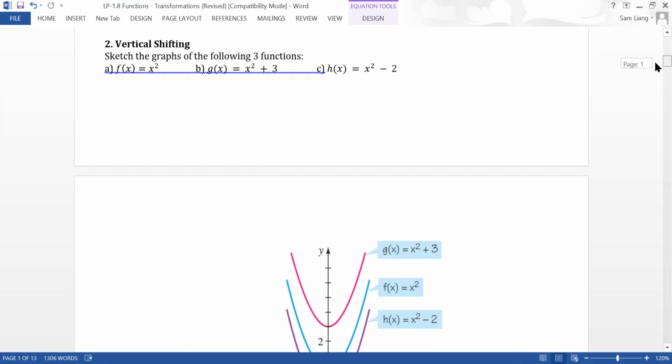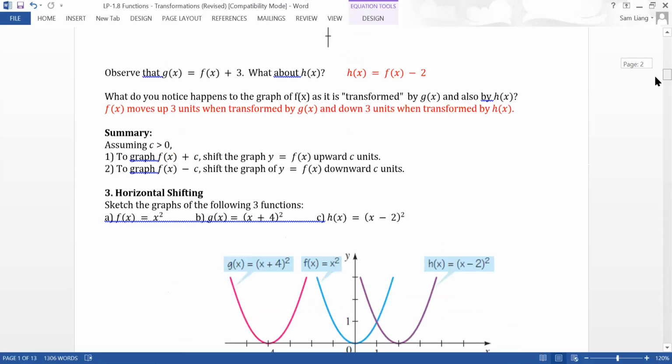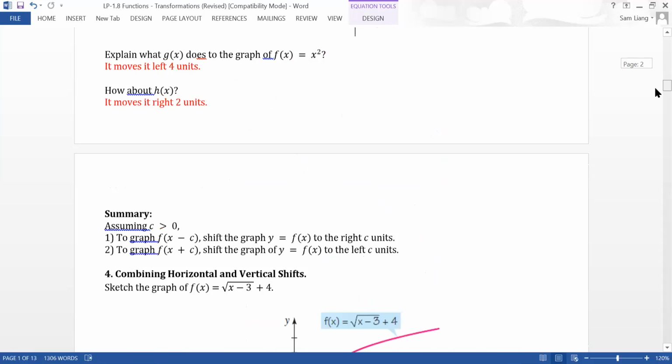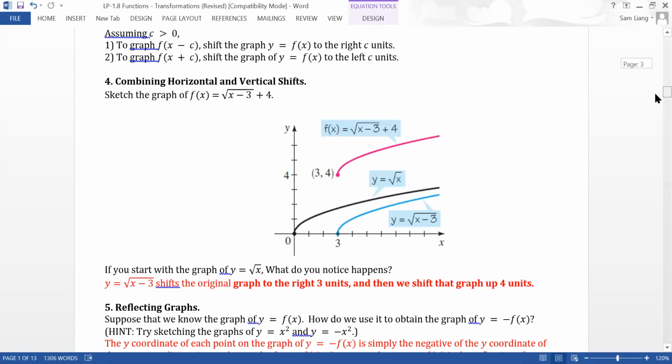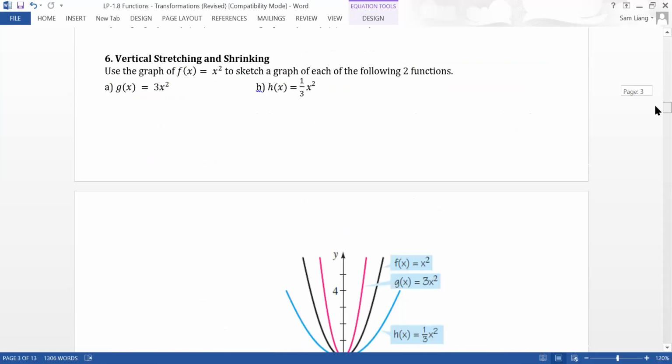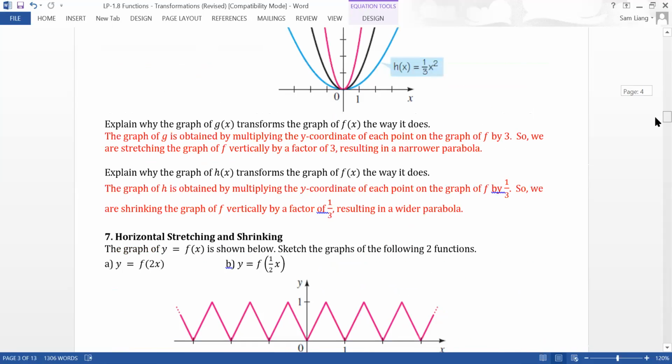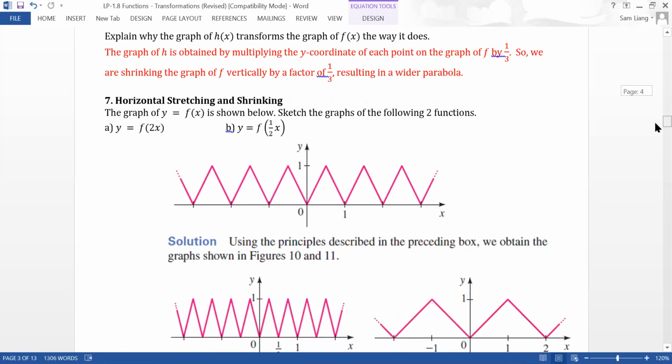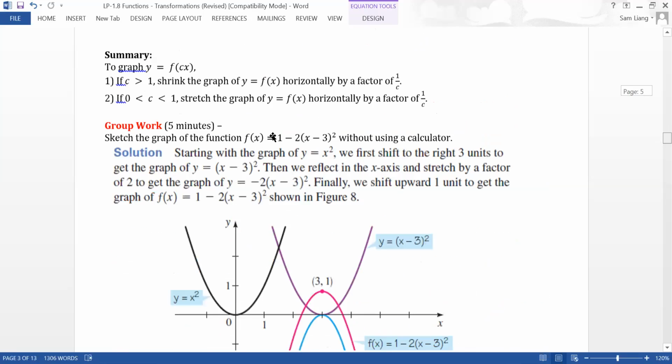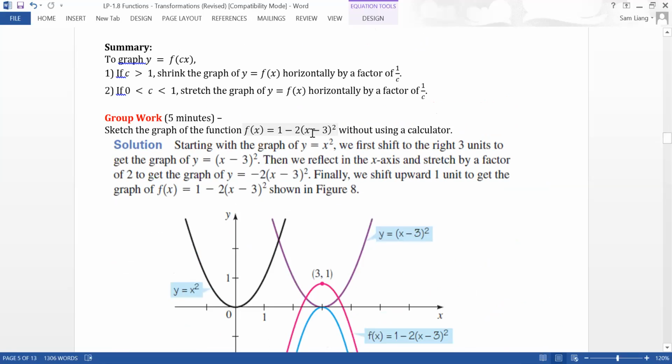Here, we're going to first talk about vertical shifts and then horizontal shifts. Next, that's followed by combining horizontal and vertical shifts, reflections, vertical stretching and shrinking, and the last thing is horizontal stretching and shrinking. And then in closing, we'll solve a question together.